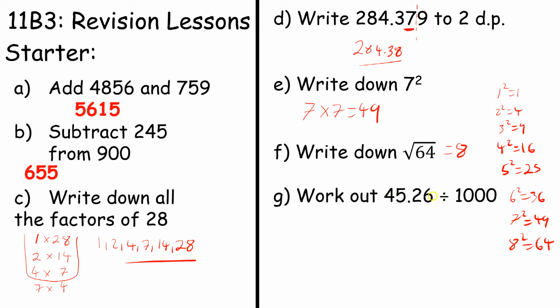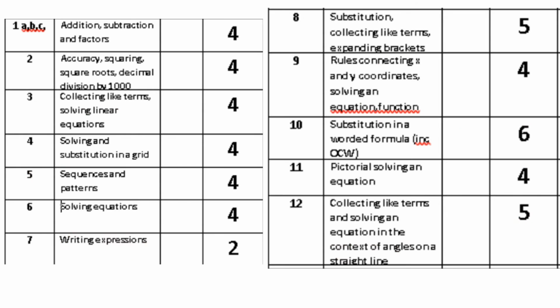To divide by 1,000, I move my decimal point back 3 times. So I have 45.26 divided by 1,000. The decimal point jumps back 3 times, so it is now here. And underneath this, I'm going to put a 0. So I have 0.04526. These are the topics that you can expect in the test on Wednesday.